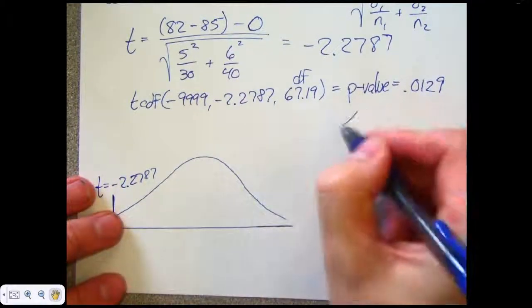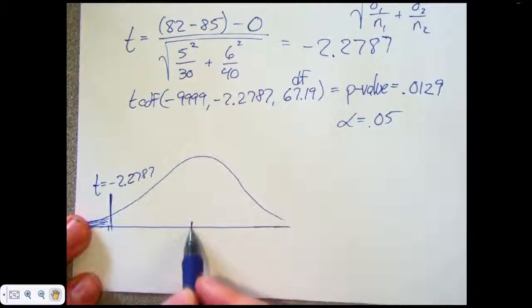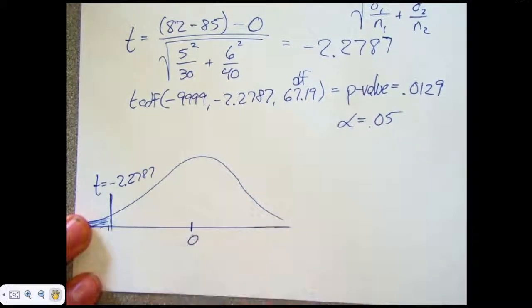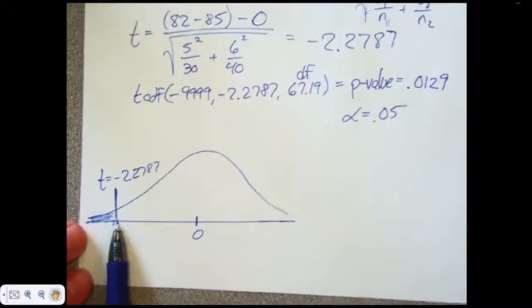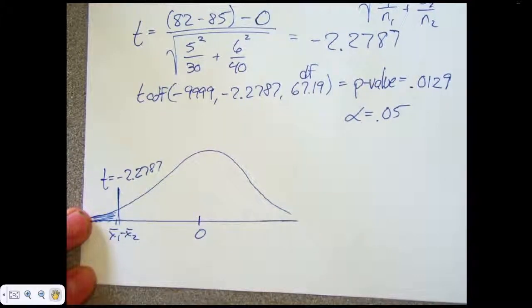I didn't tell you alpha, so let's write 0.05 before I forget to put something there. Am I missing anything? I think I'm good. I'm not done, but so far I think I'm good. What do I need here in my graph? I'm going to put 0. Over here I can put one of two things. I could put x bar 1 minus x bar 2, or I could put what x bar 1 minus x bar 2 is. What is x bar 1 minus x bar 2? Negative 3. So you can put negative 3 there. You don't need both of those, you just need one of them.